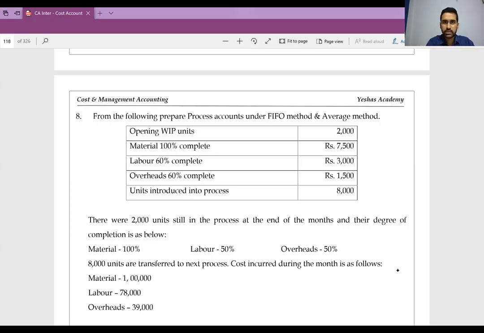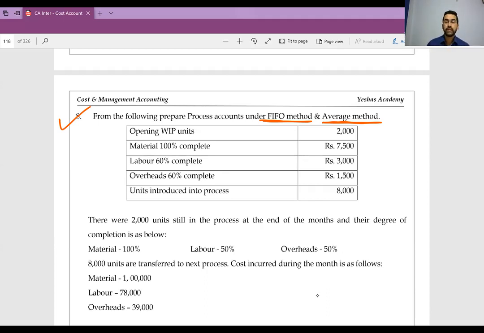Let's go back. We need to now start from question number 8. Now question number 8 has some opening WIP also. Now when I have opening WIP, I need to keep in mind that the problems can be solved under two different methods. One, first in first out method. Second one is average cost method. Now question says, from the following prepare process account under FIFO method and average method.